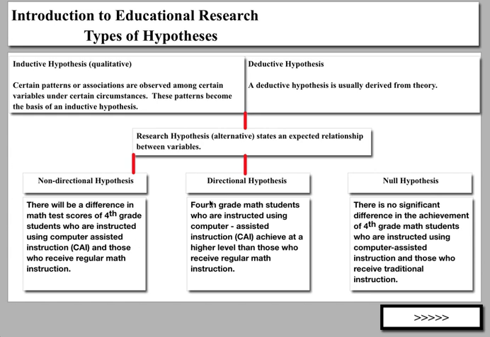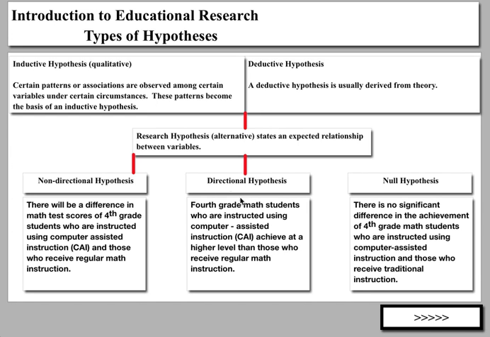On the other hand, a directional hypothesis. Here's an example. Fourth grade math students who are instructed using computer-assisted instruction achieve at a higher level than those who receive regular math instruction. So here there is a direction. They're talking about there'll be an increase in achievement.